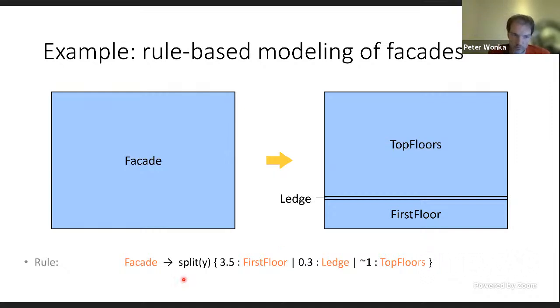The rule here we see is split Y. This is a command. So there are multiple types of commands or splitting rules. And then there are these size definitions that can either be absolute sizes or relative sizes. So in this case, the first floor has the height of 3.5, the ledge is 0.3 high, and then we have approximately 1 for all the top floors. This tilde 1 means that the rest of the space should be divided into these top floors. And so top floors takes all the space that's not taken by first floor and by ledge.